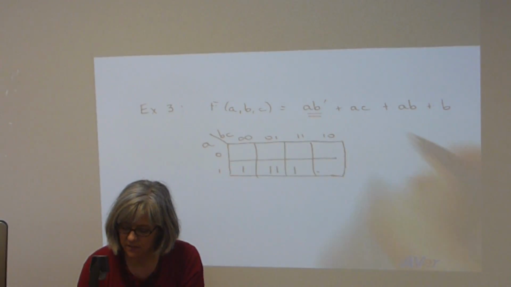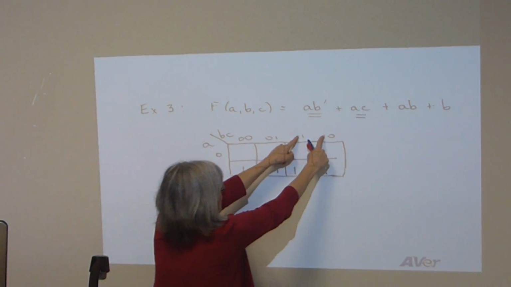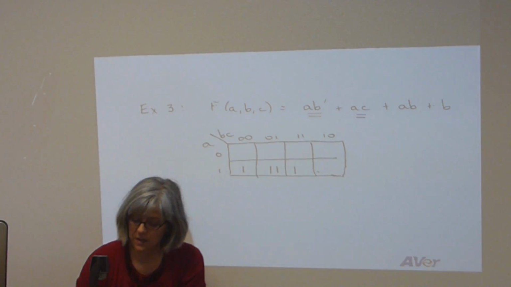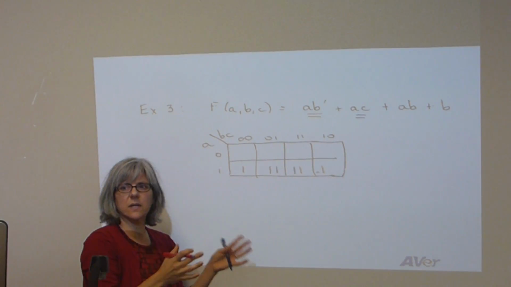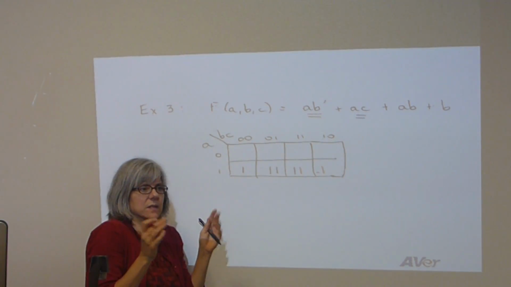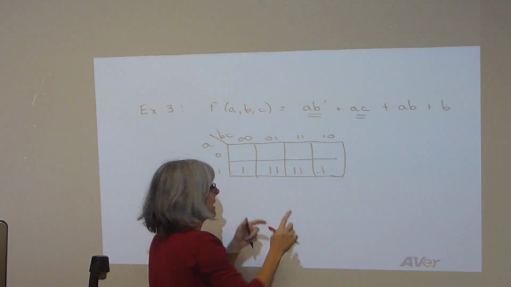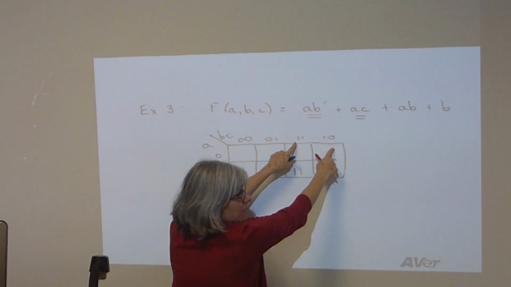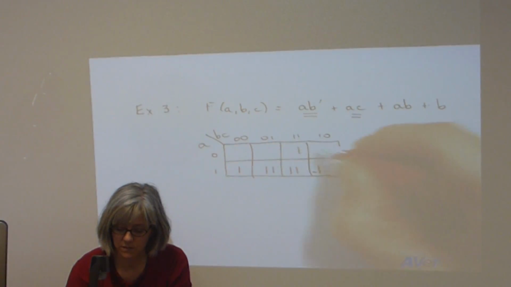What about AB? AB is where A is 1, and B is 1, and C doesn't matter. I'm just putting a 1 everywhere. In the end, anywhere there's multiple 1s, that's still just only 1. It doesn't matter. B is where B is all 1, and A and C don't matter. So where is B equal to 1? Here and here. C doesn't matter, and A doesn't matter. So I get 1s here as well.